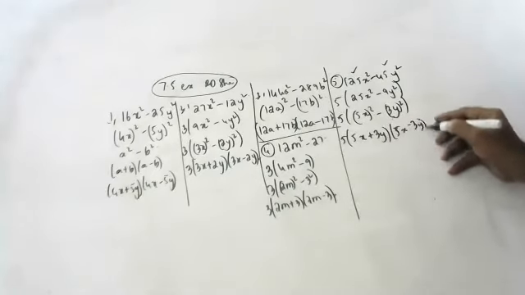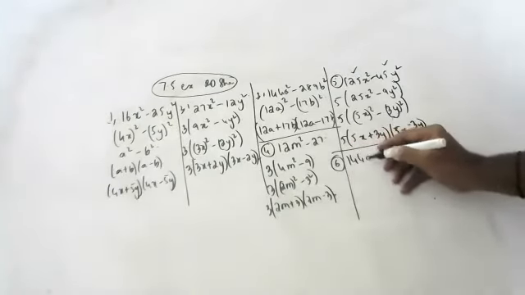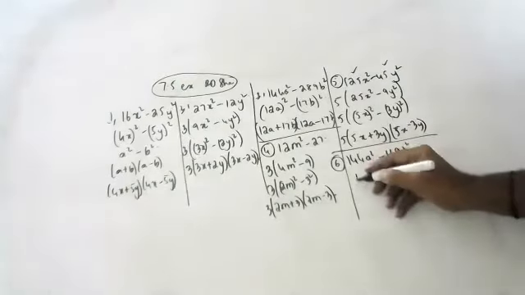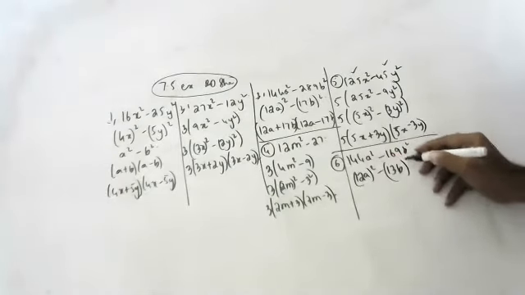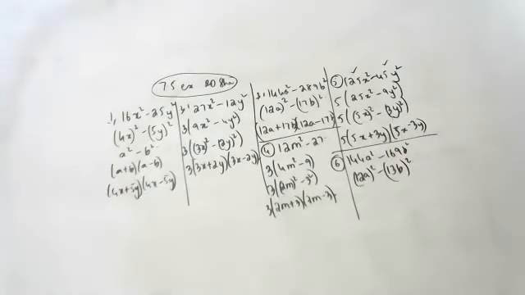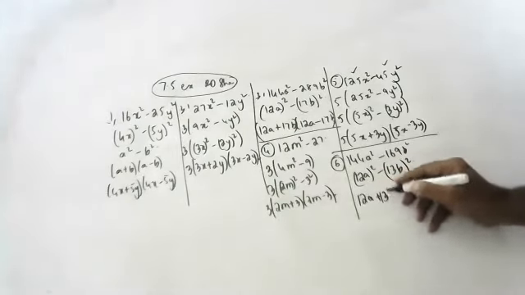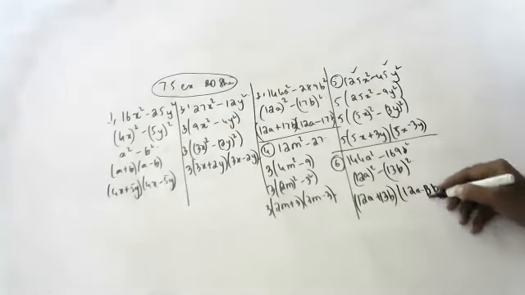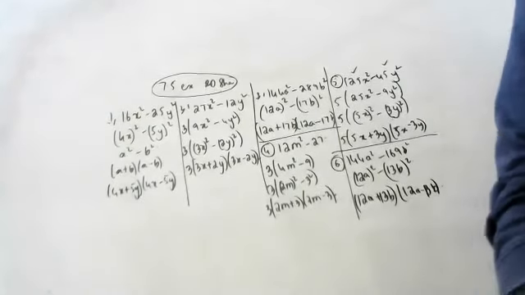Next question also you will tell. Last question. Okay. 144a square minus 169b square. Say Nana, this is in the form of a square minus b square. 12a plus 13b into 12a minus 13b. Okay. You have to think, you have to tell.